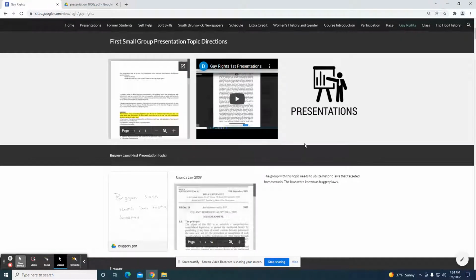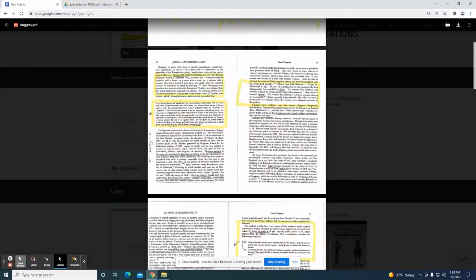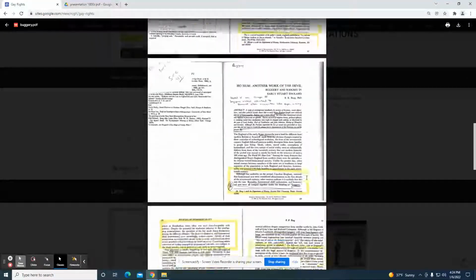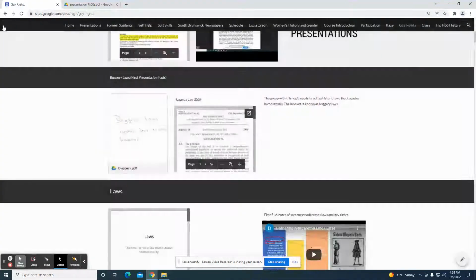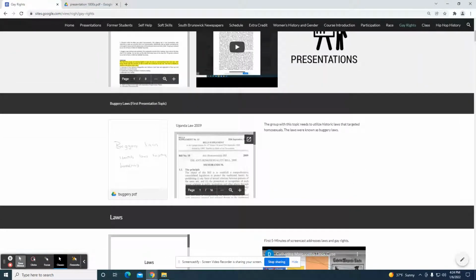So when you go into the gay rights section, we see buggery law, and here are the readings. For buggery law, you have a series of readings, but you only need to focus on the yellow highlighted area. For this presentation, you definitely want to make use of laws. This is one of the exceptions to the no text rule for presentations. Because you're dealing with laws, you need to highlight laws that were designed to target homosexuals historically.